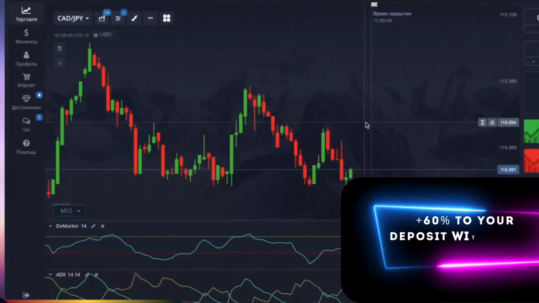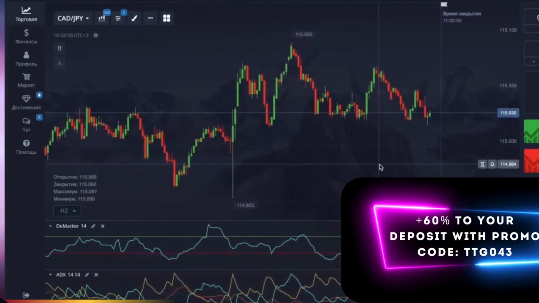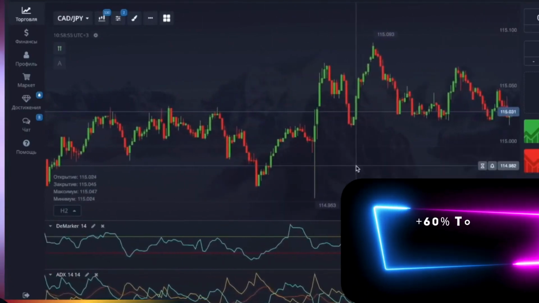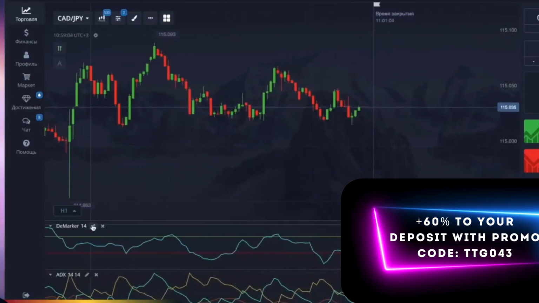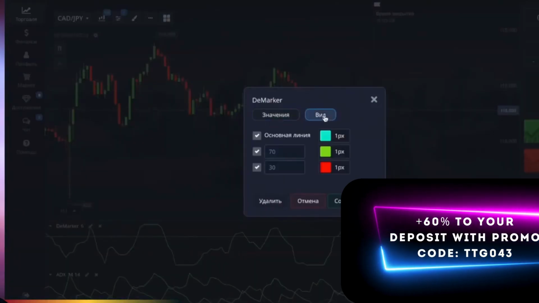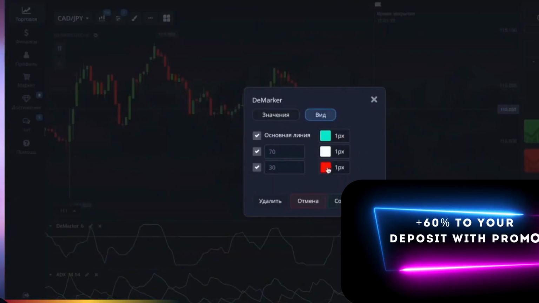Using these indicators together helps you better understand price behavior in the market. DMarker indicates overbought or oversold conditions, while ADX shows the strength of the trend. But first, they need to be properly configured for this time frame. For the DMarker indicator, change the period to 6. Next, in the View tab, we'll skip the main line for now and set both boundary lines to white.